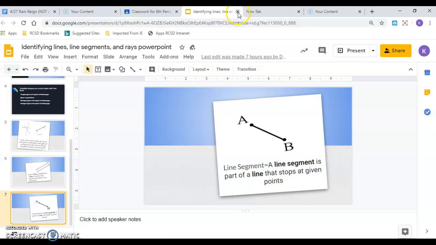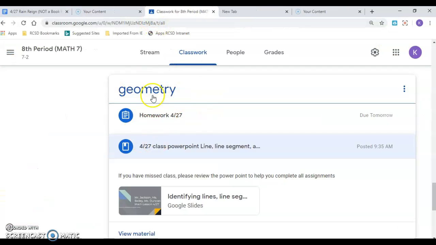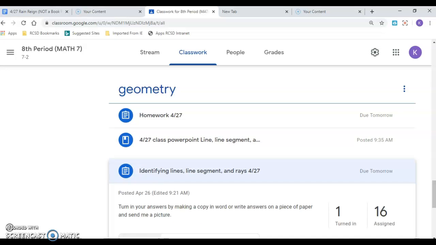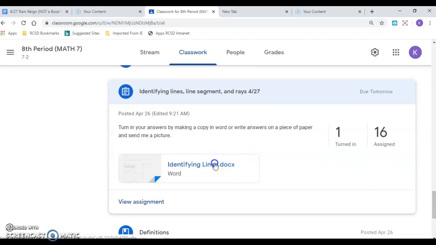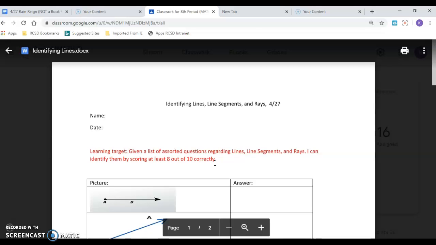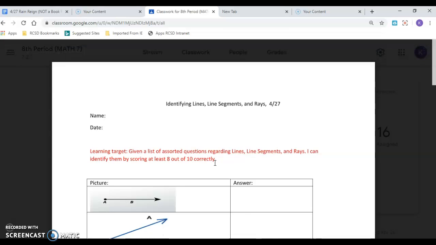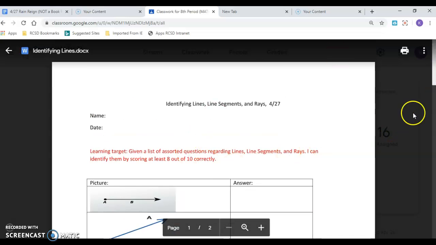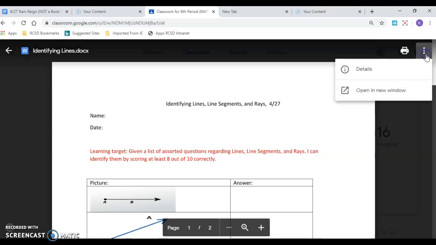And then what we did next, if I go back into this geometry section, I want to pull up identifying lines, line segments, and rays. This was the activity you had to do during class, and we did it kind of together. So we let people do it on a piece of paper and then take a picture and send it to Mr. Jackson or myself, or Miss Gonzalez or Miss Duncan. But another way to do it, if you want to do it this way, is to go up here to these 3 dots, click on the 3 dots, open in a new window.